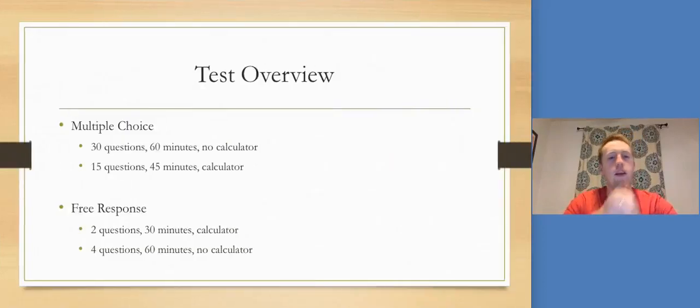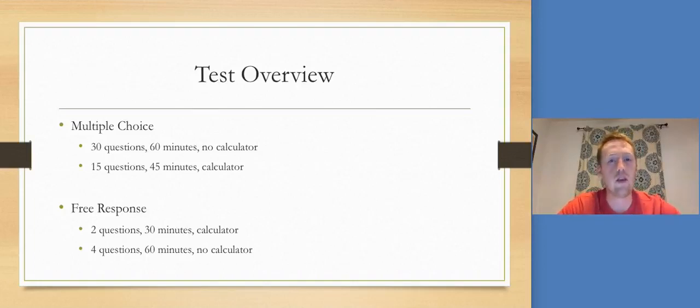Okay, first thing we're looking at is an overview of what the test looks like. You're going to have a bunch of multiple choice questions, 45 of them total. The first 30, you'll have 60 minutes to do with no calculator. And then after that, you'll have 15 questions for 45 minutes with a calculator. Those tend to be a little more conceptual, and you tend to not need a calculator for most of them. I don't really know why that's how they do it, but that's how they do it.